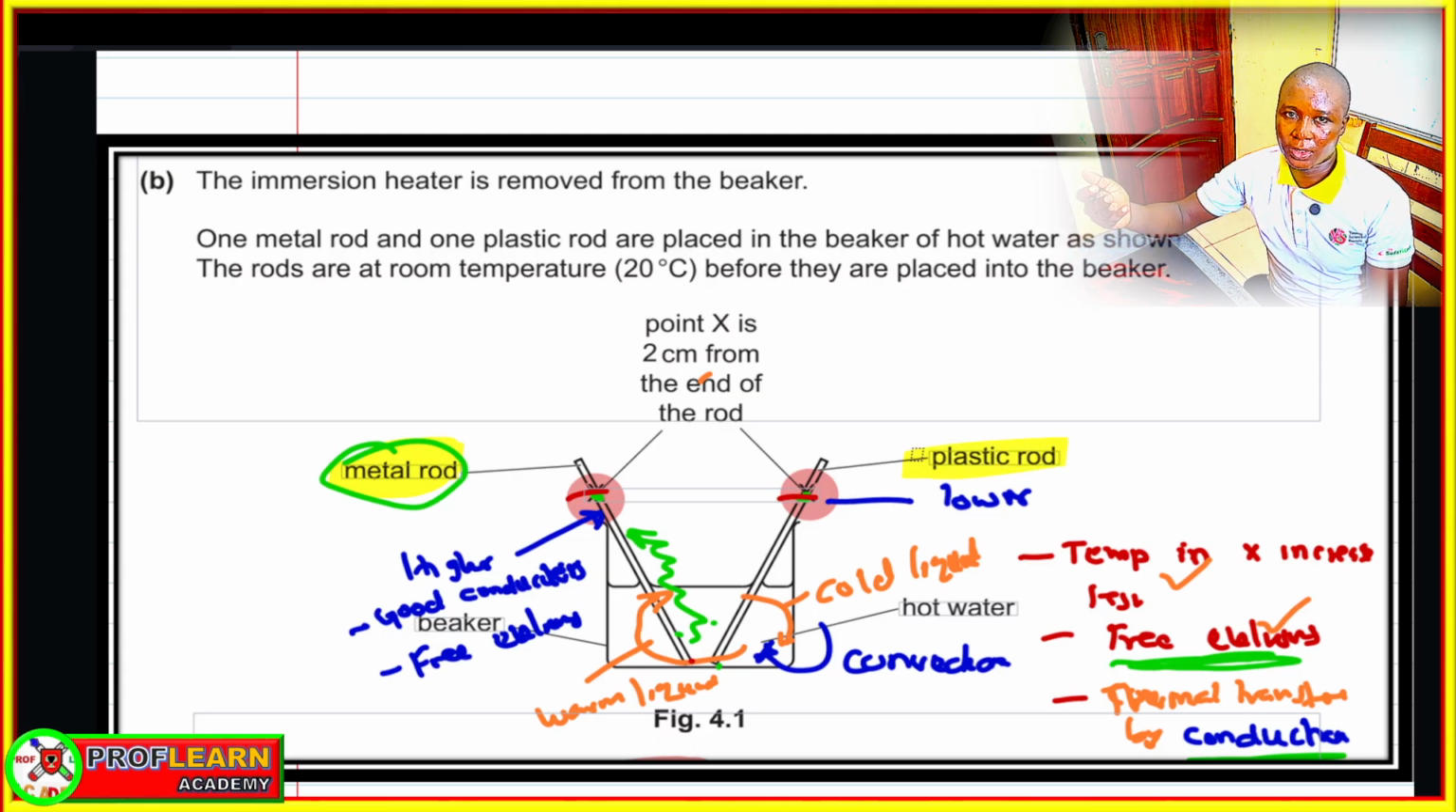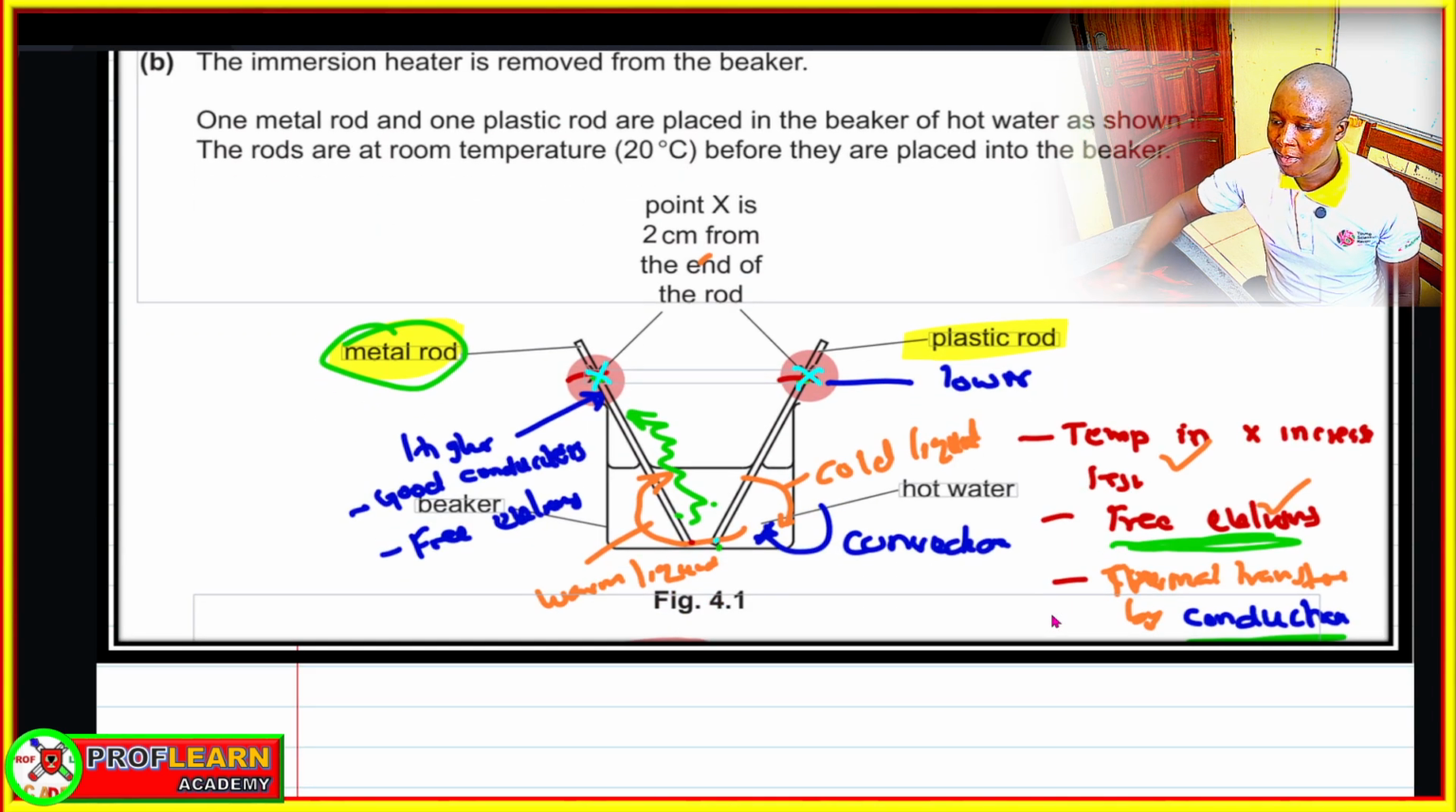What's common between these? These are solids. So thermal energy is going to be transferred by conduction. But one is a poor conductor and the other is a good conductor, so candidates were supposed to explain how the temperature at point X is going to vary. This was point X, the same distance from the heat source for both of them.